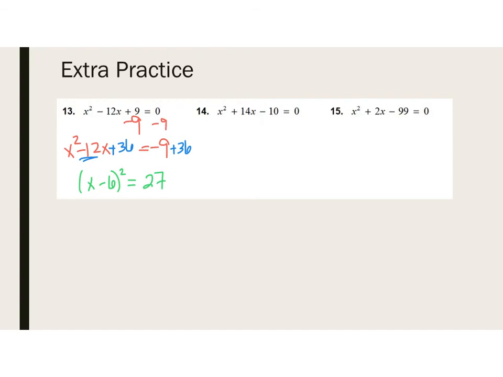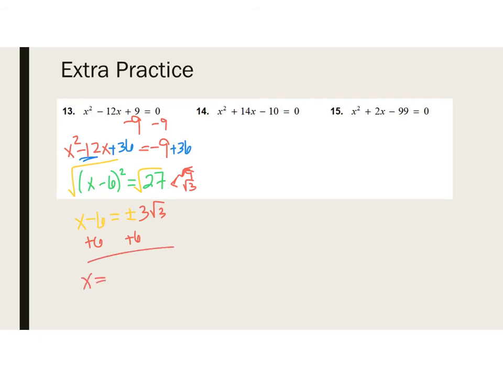And then you're going to square root both sides. So you're going to have x minus 6 equals a plus or minus. Now, there's not a perfect square root of 27, so let's practice our simplifying of radicals, which we talked about in 9.1 if you need to refer back to that. 9 and 3 both go into 27, so this becomes 3 square root of 3. You're going to add the 6 over.